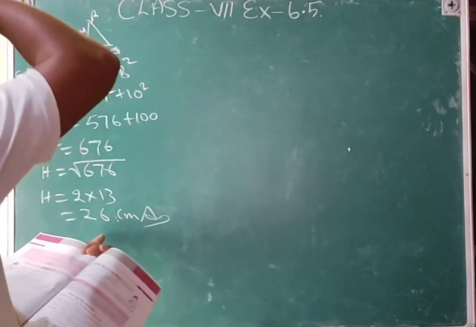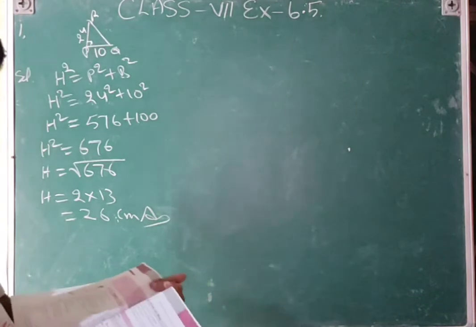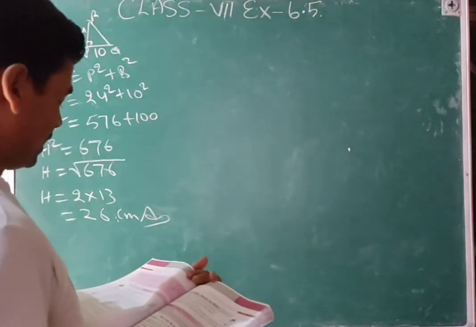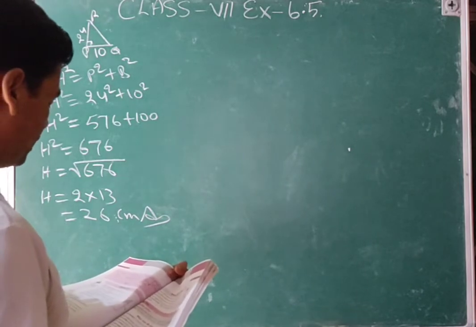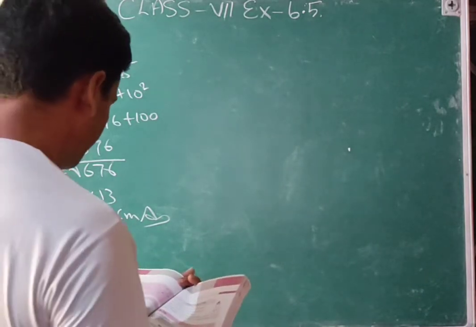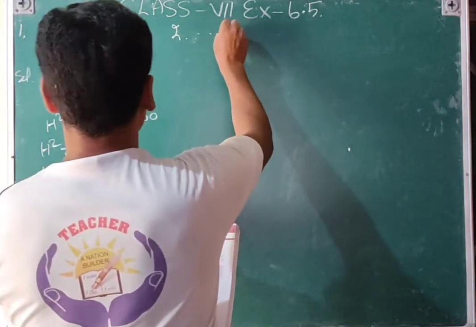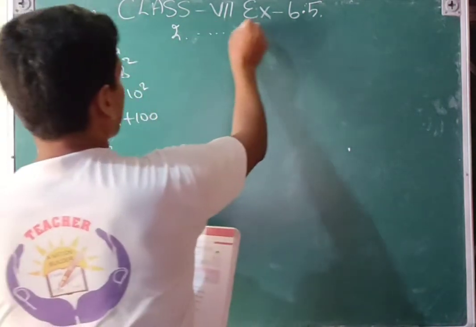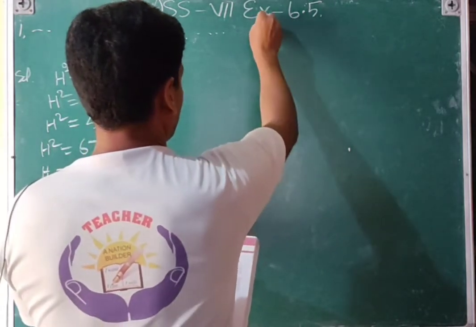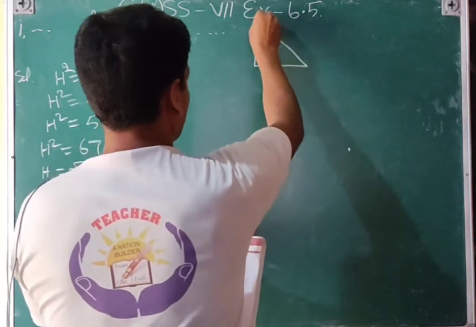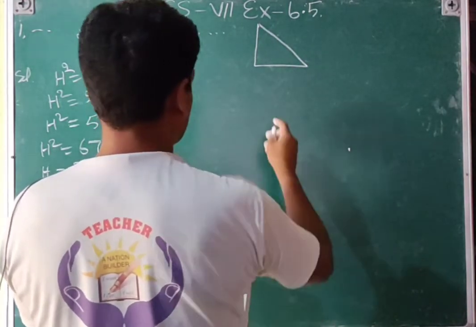Second question. ABC is a triangle, right angled at C. If AB is equal to 25, AC is equal to 7, find BC. Same question as one. We will also draw the diagram here. That right angle at C.